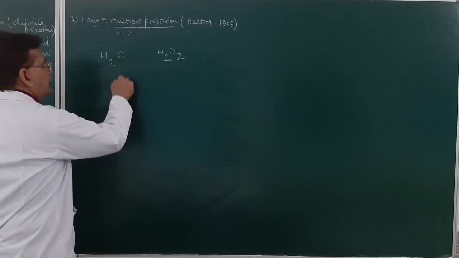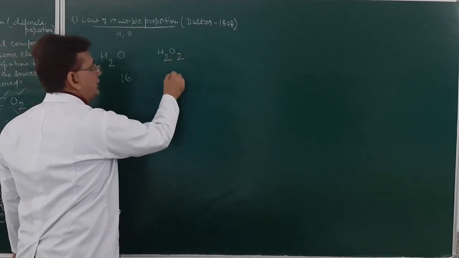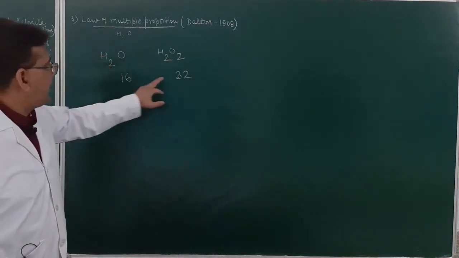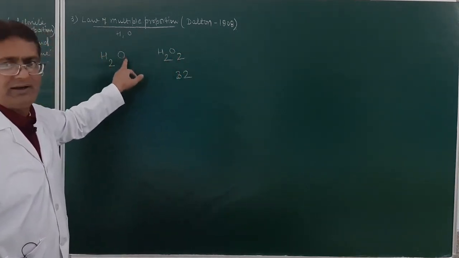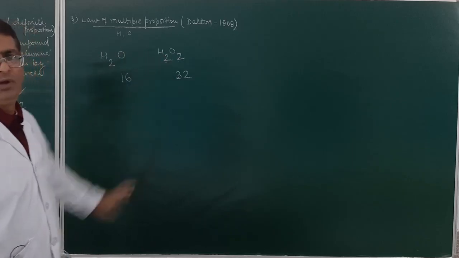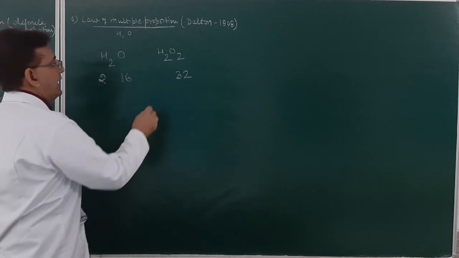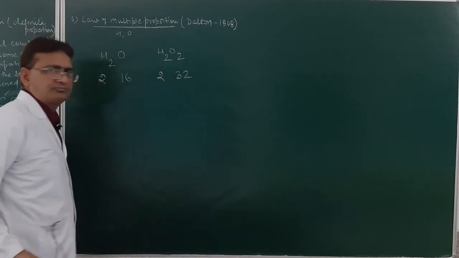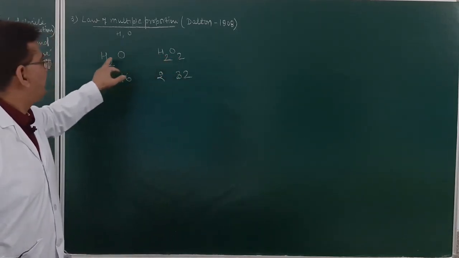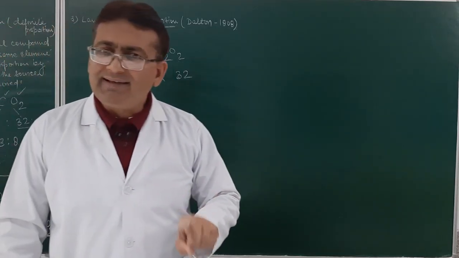What is the mass of oxygen over here? 16. What will be the mass of oxygen here? 2 into 16, this will be 32. Am I clear? Then the different mass of one element, that is oxygen, combines with a fixed mass of the other element. If you look over here, the mass of hydrogen will be 2. Here again the mass of hydrogen will be 2.